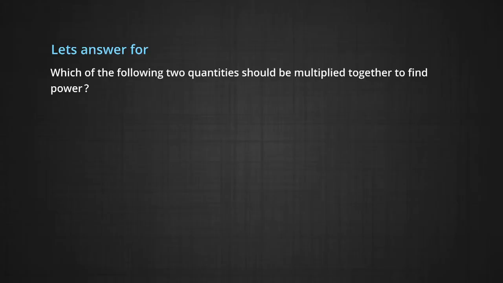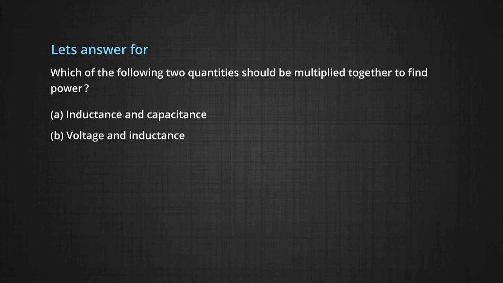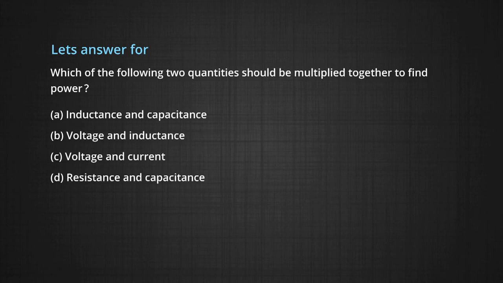So, now here you have a problem, you just answer it. Which of the following two quantities should be multiplied together to find out power? Just for help I can give you the options: inductance and capacitance, voltage and inductance, voltage and current, and resistance and capacitance. The right answer is voltage and current.